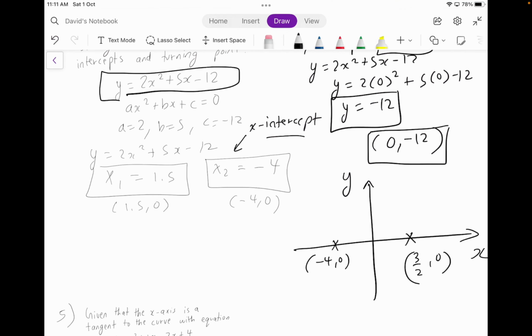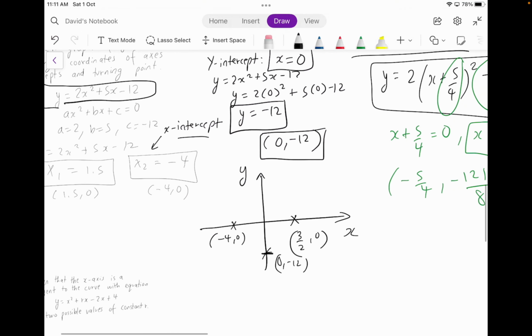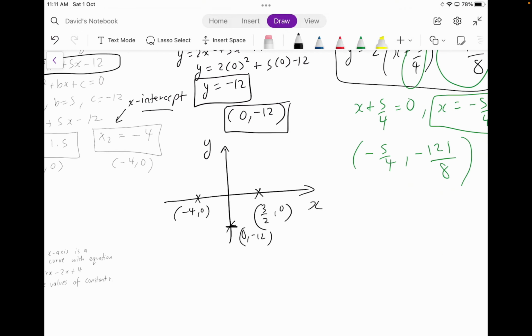We have plotted the x-intercepts. Now we have to plot the y-intercept. We know the y-intercept is going to be −12. So it's going to be somewhere here, (0, −12). This is going to be your y-intercept. And your turning point, since our turning point is all in negative for the x value, and for the y value, we know it's −121/8. That is somewhere roughly around here. I think somewhere roughly around there, yeah. It should be somewhere lower to it.